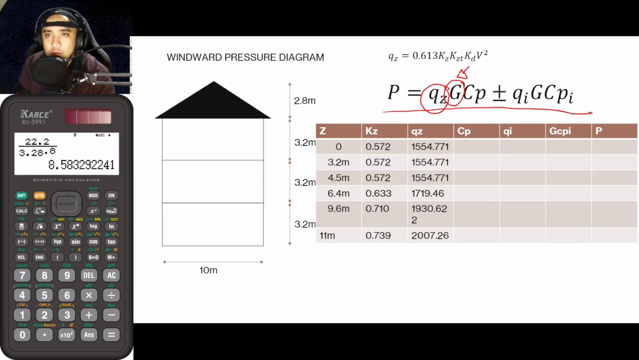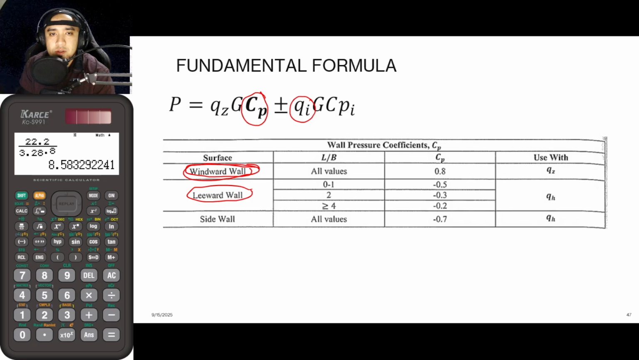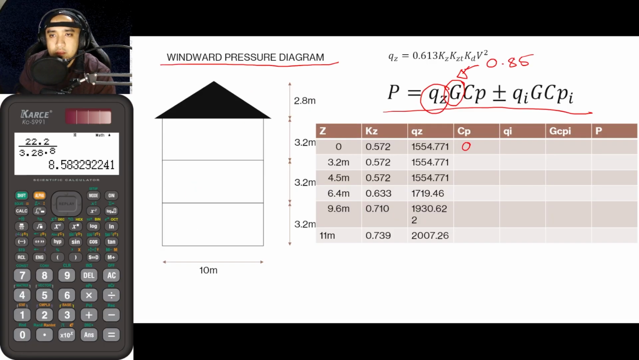For the value of G, again, this is 0.85. It would be constant throughout. If we are to solve for the windward pressure diagram, the value of Cp is included here. Since we are to make use of the windward wall, the value for Cp that we will be using is 0.8. Actually, for all of these values, 0.8.